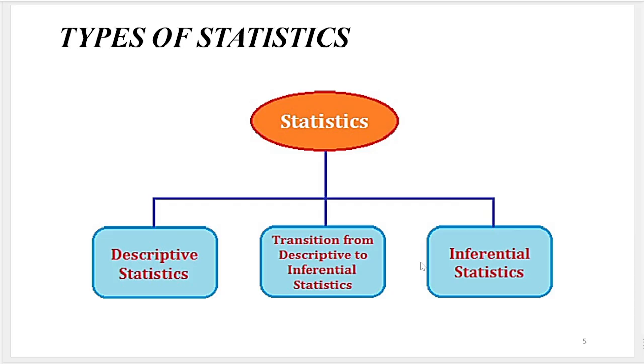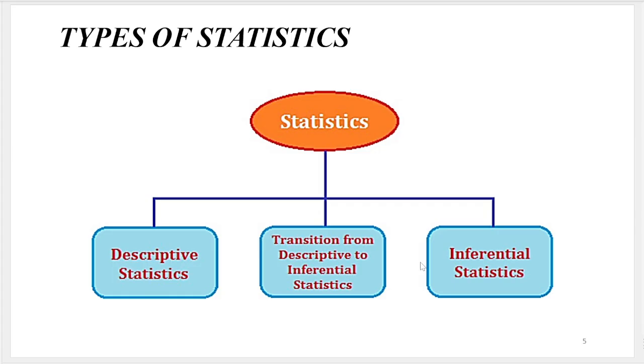Descriptive statistics is used to summarize and describe data. It answers questions like, what is happening? What does the data show? For example, average salary of employees, number of employees in each department, percentage of satisfied employees. We are not making predictions, just describing the current situation. So the key idea is descriptive statistics describes the data only.